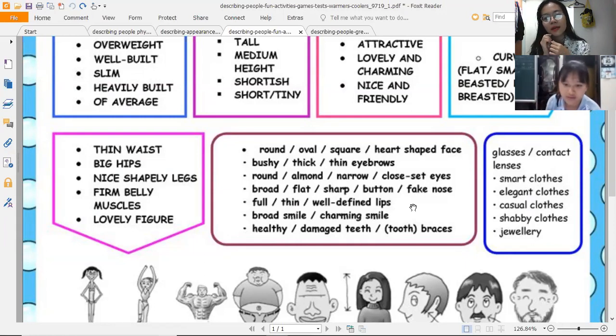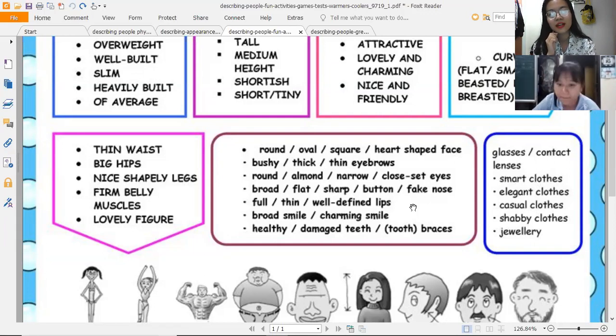Okay, but button. I don't know what button means. I don't know, so we ignore it. The situation is okay, bad, the worst. Fake nose. Tệ nhất là fake nose. This means it's not real. Not real nose, right? Yeah.